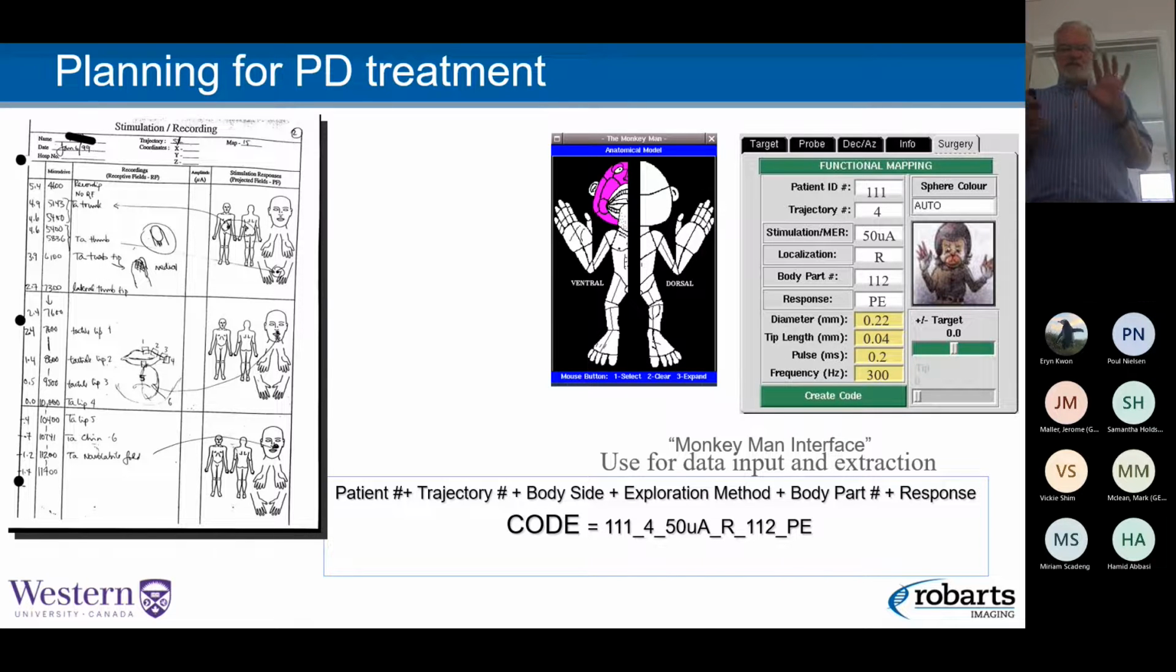So this so-called monkey man interface allowed them to very easily record exactly where electrodes were going and what was happening when they stimulated those electrodes. It allowed them to build up a database over hundreds of patients. So when a new patient came along, they could interrogate that database and bring information from it to the individual patient's plan.